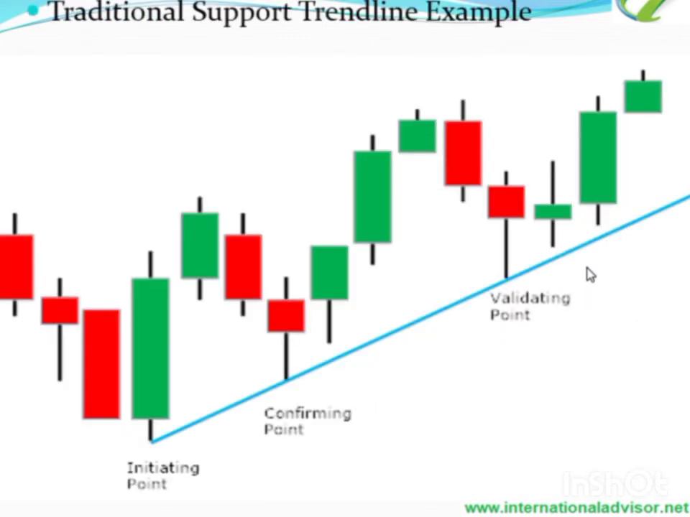This is a real example. It's upward sloping again. It's a candlestick chart, so this is the pivot point and initiating point, confirming point, validating point. No area of the market should be below this trend line.